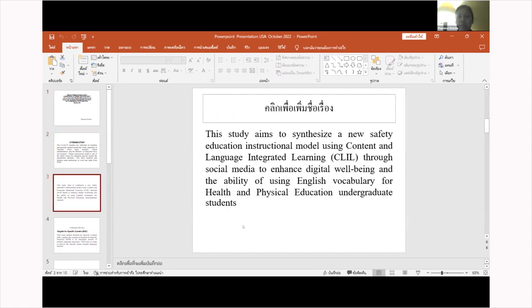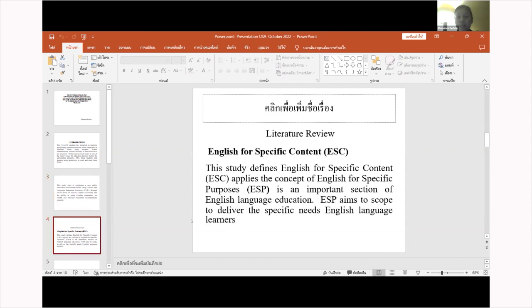This study aims to synthesize a new e-safety education instructional model using content and language integrated learning, or CLIL, through social media to enhance digital well-being and the ability of using English vocabulary for health and physical education undergraduate students. English for specific content, ESC.